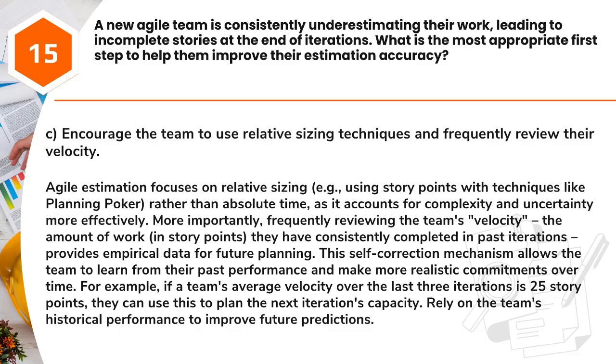This self-correction mechanism allows the team to learn from their past performance and make more realistic commitments over time. For example, if a team's average velocity over the last 3 iterations is 25 story points, they can use this to plan the next iteration's capacity. Rely on the team's historical performance to improve future predictions.